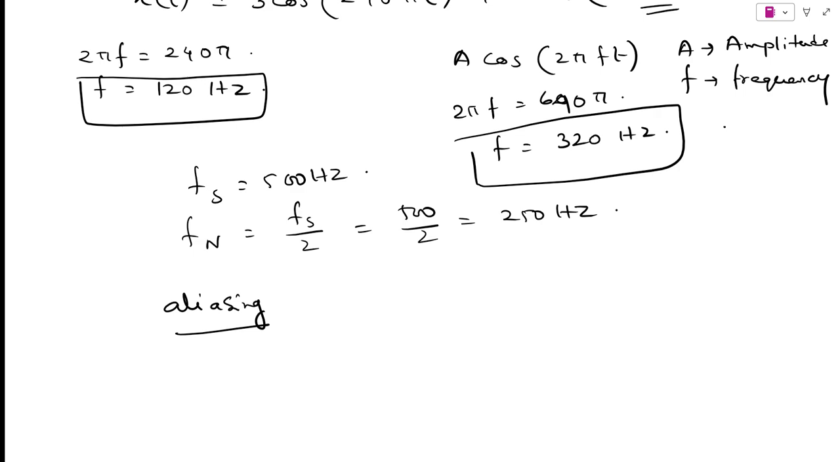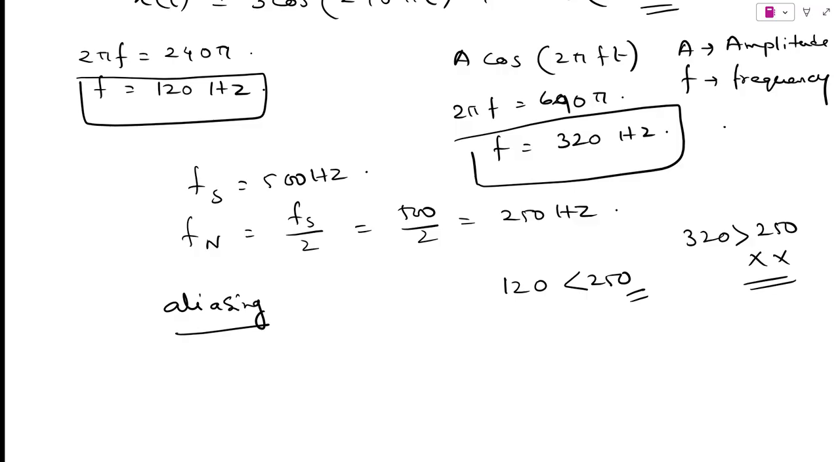First frequency 120 is less than 250. No problem, it is sampled correctly. And for the second frequency, 320 is greater than 250. So this violates the Nyquist frequency criterion, so 320 hertz will undergo aliasing.